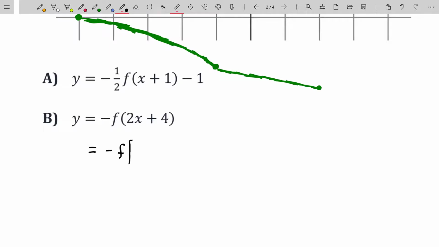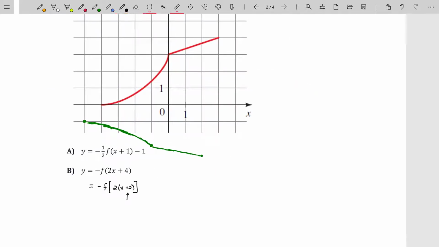The second function, I'm going to take a moment to rewrite. It's -f of 2 times the quantity x plus 2. Now I can actually see the real horizontal shift. It's being shifted to the left 2 units, not 4 units, but 2 units. So before I do this, I'm going to go ahead and erase my previous graph. You could always rewind and take a look at that if you want.